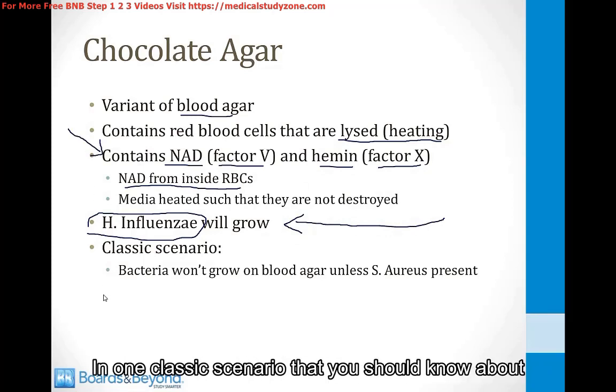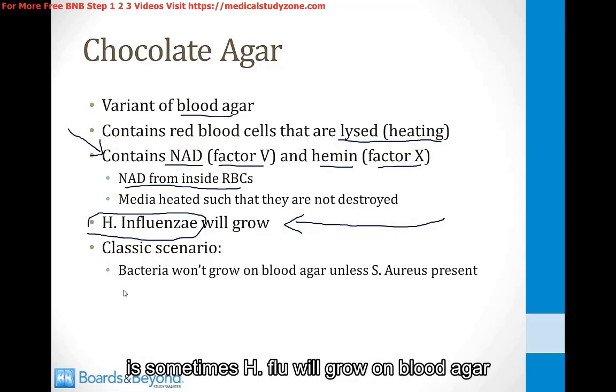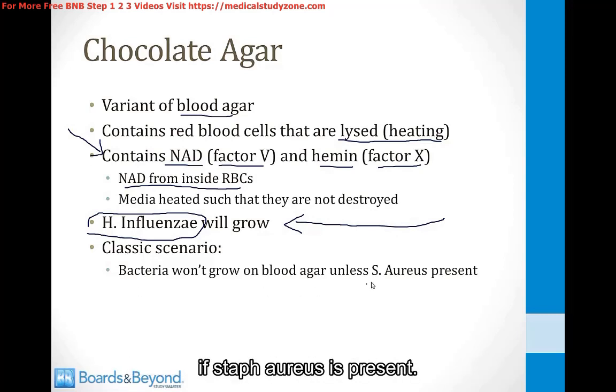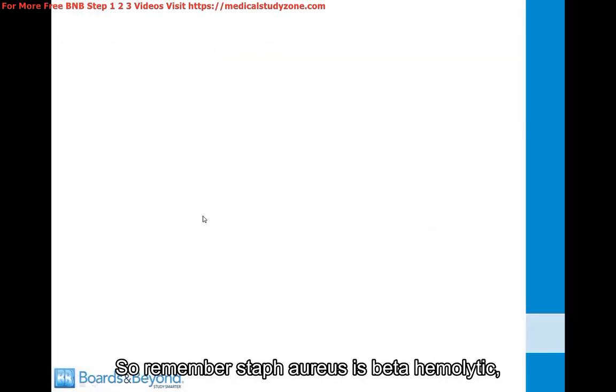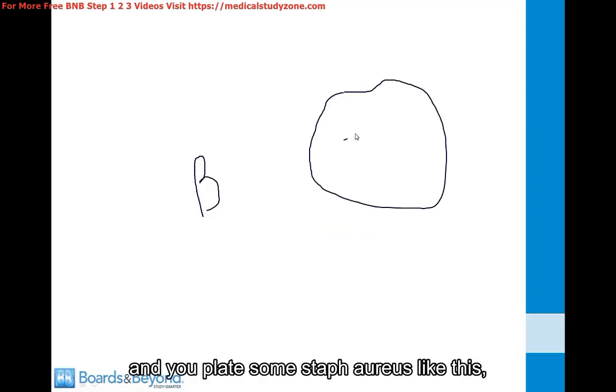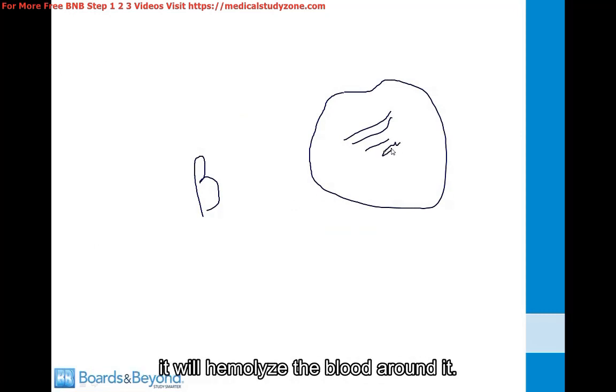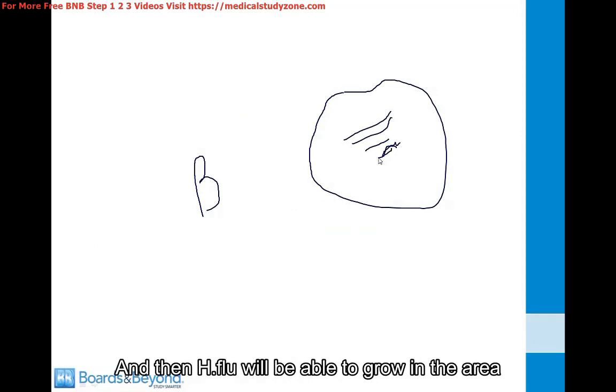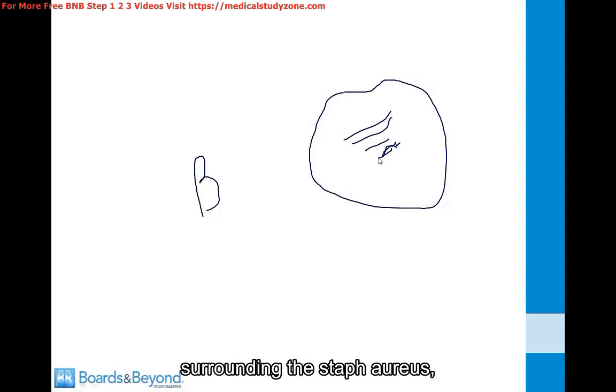And one classic scenario that you should know about is sometimes H. flu will grow on blood agar if Staph aureus is present. So remember, Staph aureus is beta hemolytic, so if you have a petri dish and you plate some Staph aureus like this, it will hemolyze the blood around it, and then H. flu will be able to grow in the area surrounding the Staph aureus where the red blood cells have been lysed and where factors 5 and 10 are present.